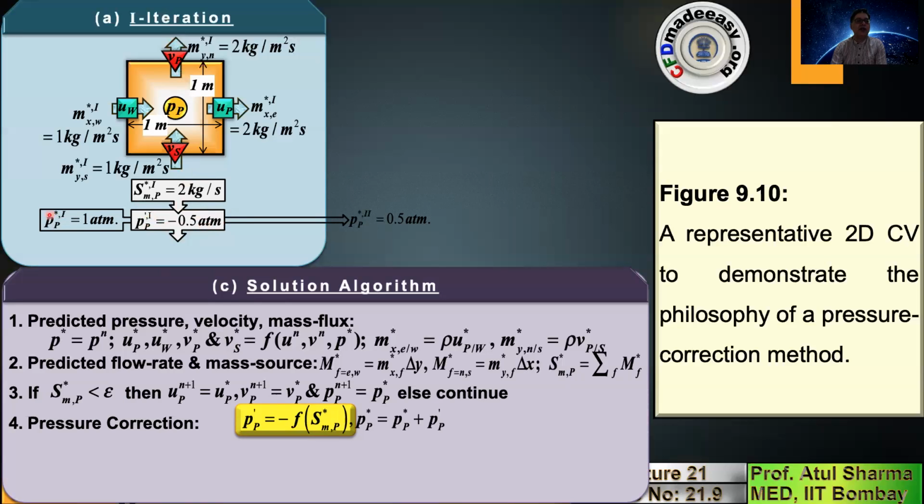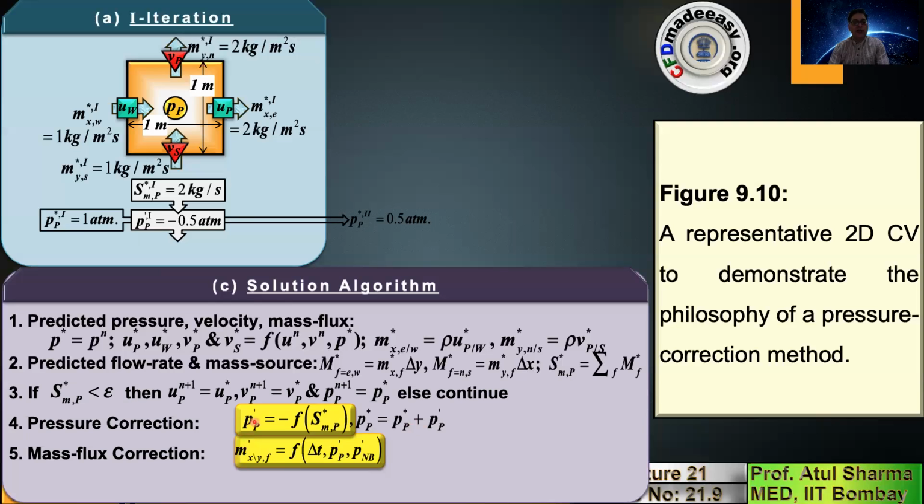For the second iteration, you have a predicted pressure which is 1 atmosphere. In the first iteration, you've obtained a pressure correction of minus 0.5. So the true value is equal to the predicted value plus correction. The pressure for the next iteration will be the previous iterative value plus corrections. So if you add minus 0.5 to 1, you will get 0.5 atmosphere for the next iteration. In this fourth step, you have obtained pressure correction as a function of mass imbalance. You have a formula where you use this mass imbalance and obtain a solution, and using this, you obtain the new pressure by adding the pressure correction to the previous iterative pressure.